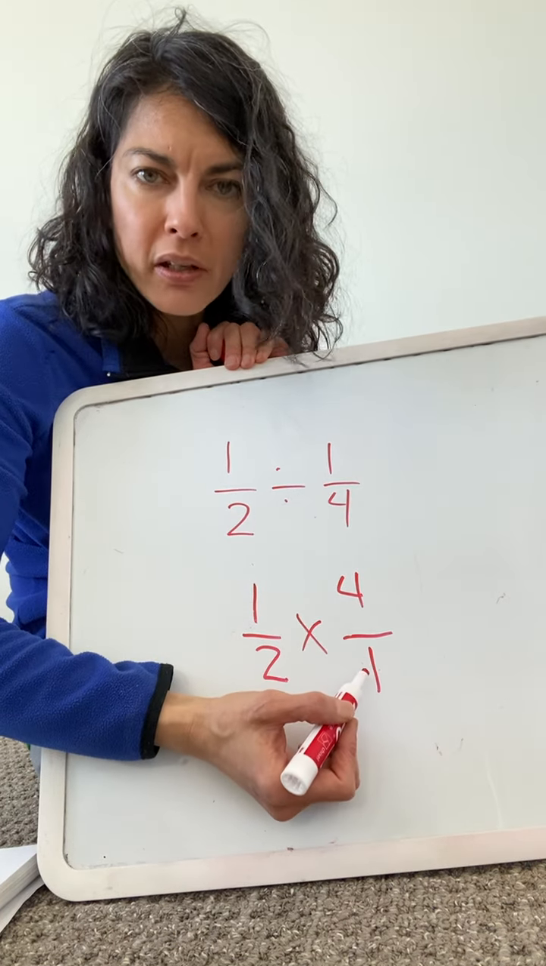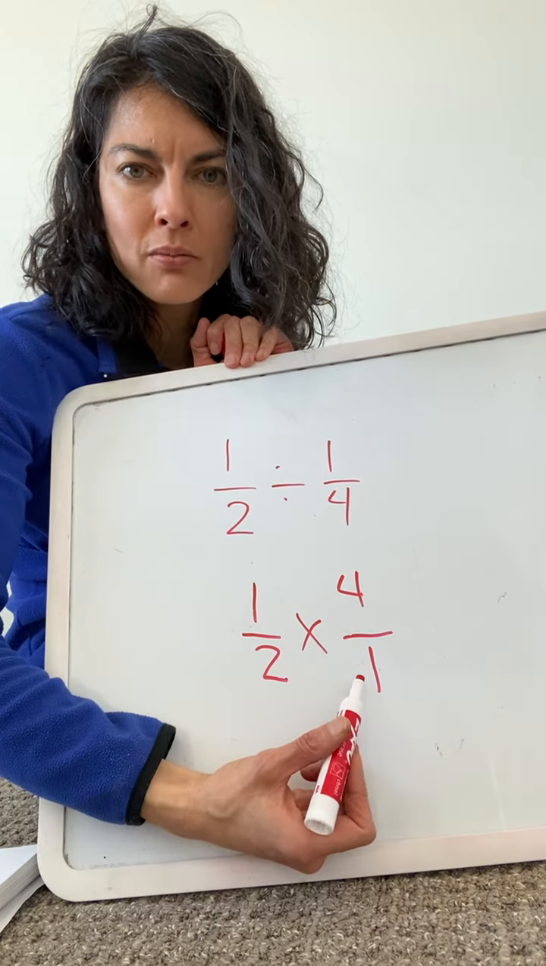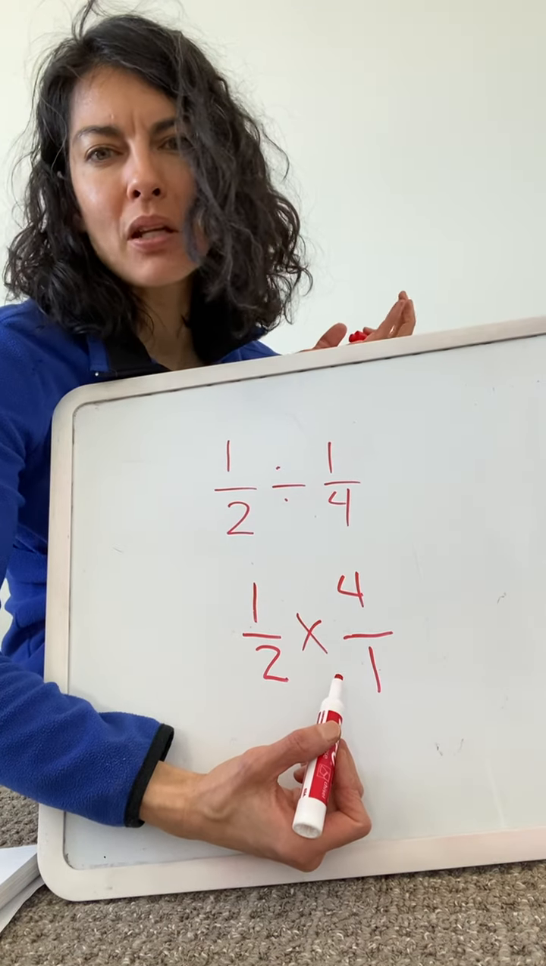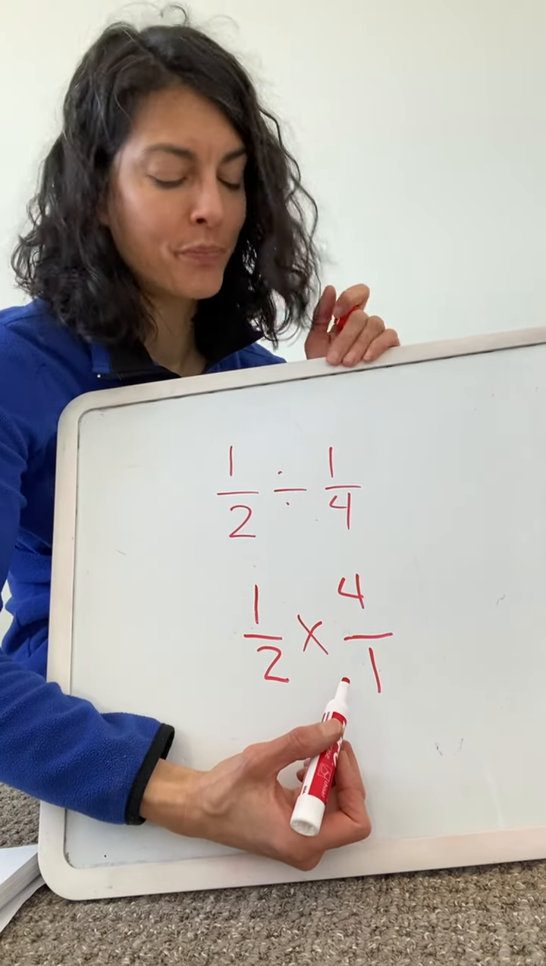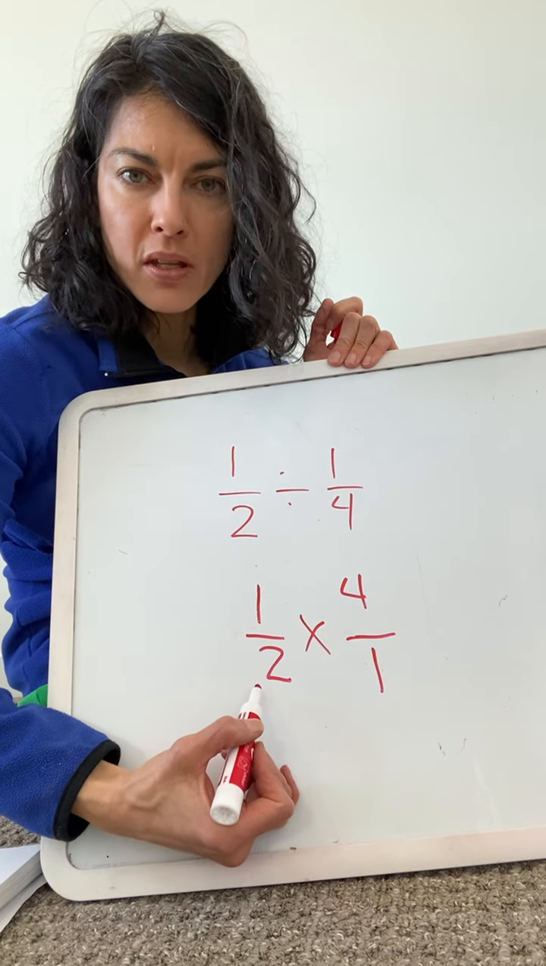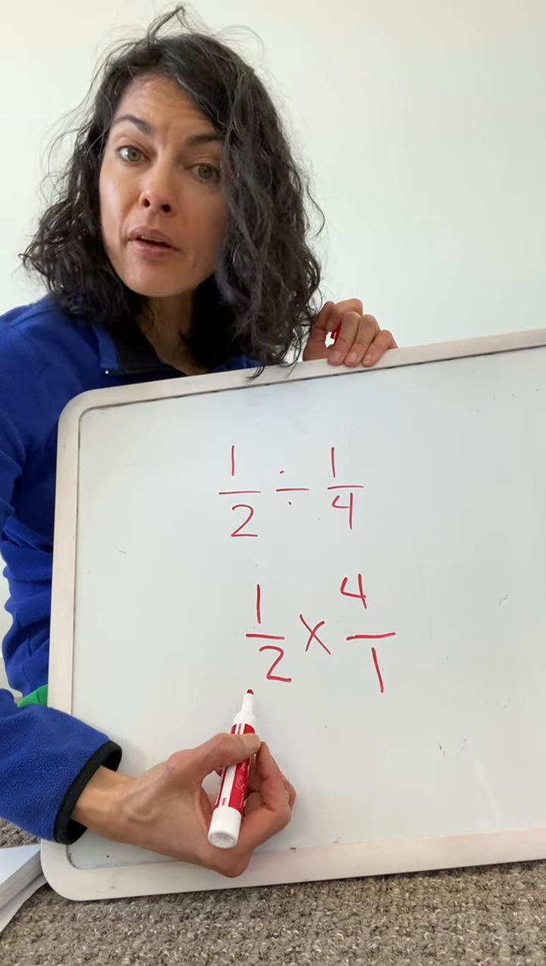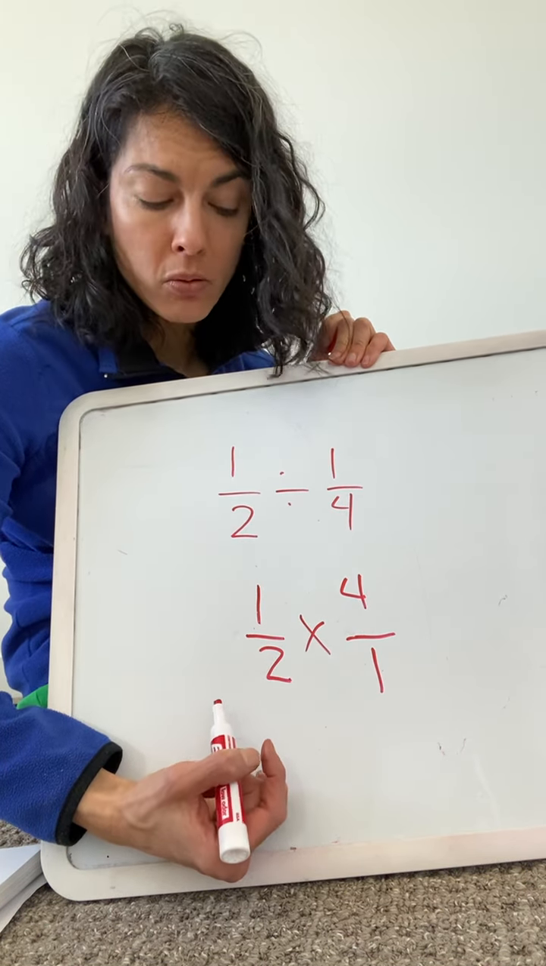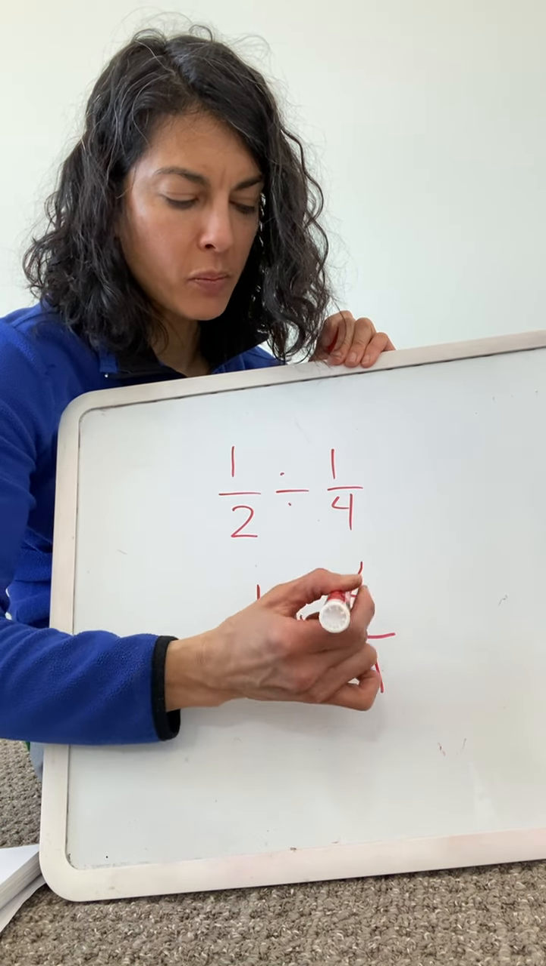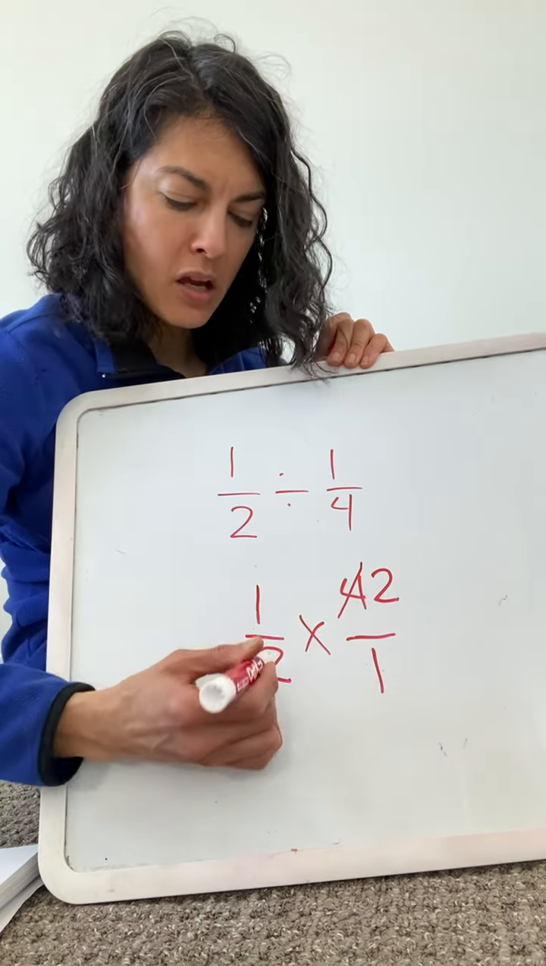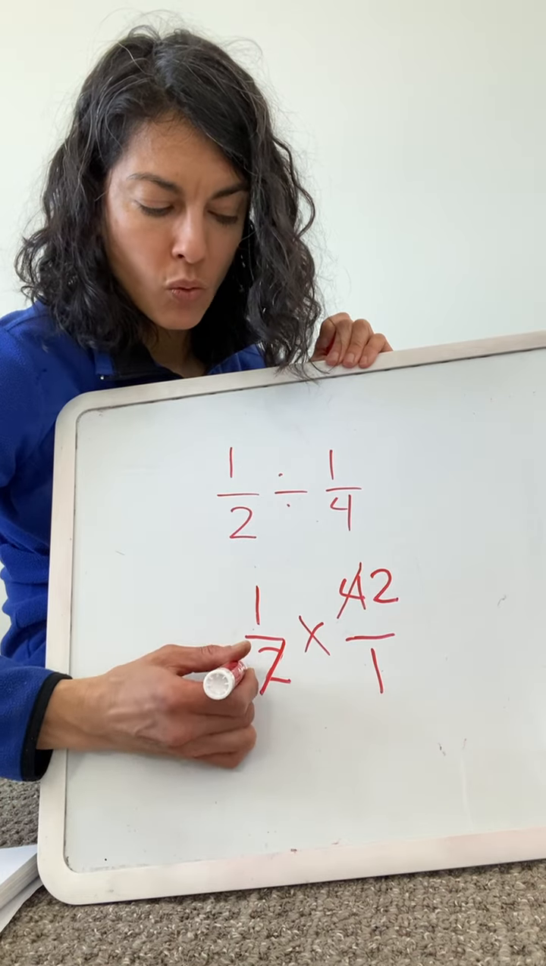Do 1 and 1 share any factors besides 1 itself? No, it's already 1. It's as low as it can go. How about 4 and 2? Do they share factors? They're both divisible by 2. We can divide 4 by 2 and get 2. We can divide 2 by 2 and get 1.